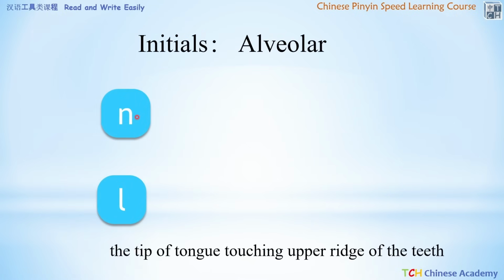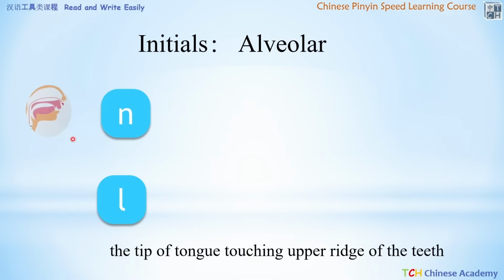Let's compare these two alveolar initials. For some people, it's hard for them to differentiate n from l. Even some Chinese from the southern part of China have trouble differentiating these two sounds. But once you know the tips, it's not that hard. Because they are all alveolar initials, when we pronounce these sounds, we need to make sure the tip of the tongue is touching the upper ridge of the teeth.